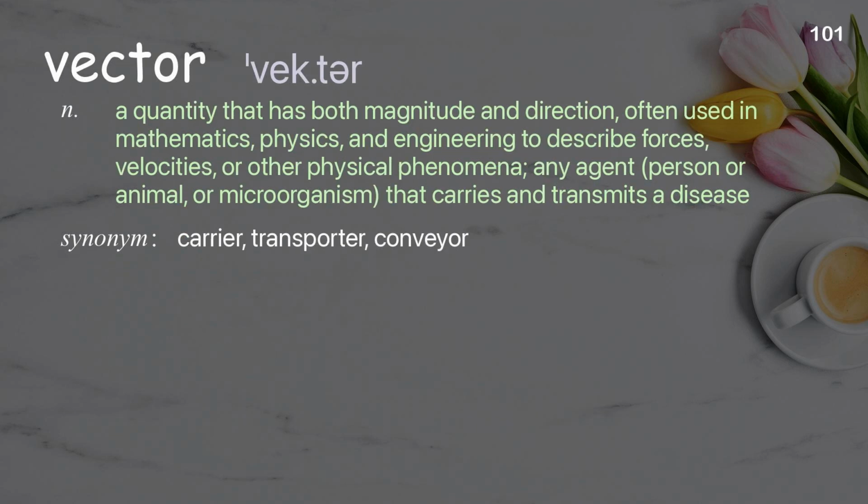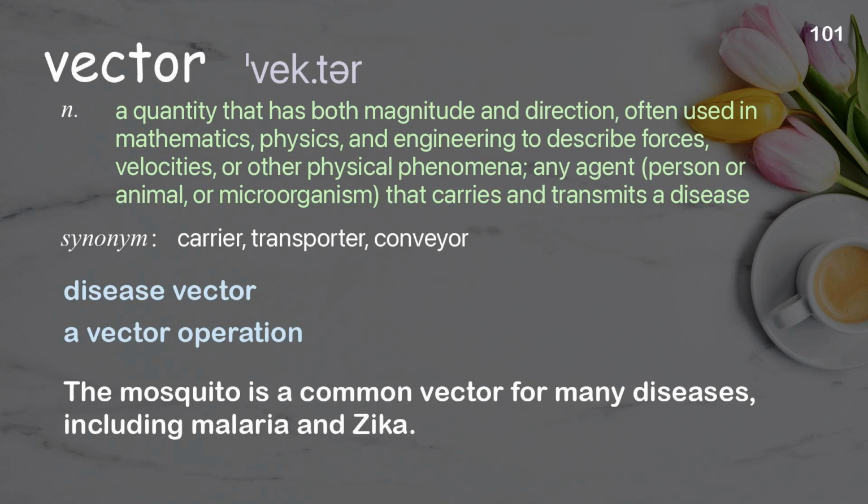Vector. A quantity that has both magnitude and direction, often used in mathematics, physics, and engineering to describe forces, velocities, or other physical phenomena, any agent, person or animal, or microorganism, that carries and transmits a disease. Examples: Disease vector. A vector operation. The mosquito is a common vector for many diseases, including malaria and Zika.